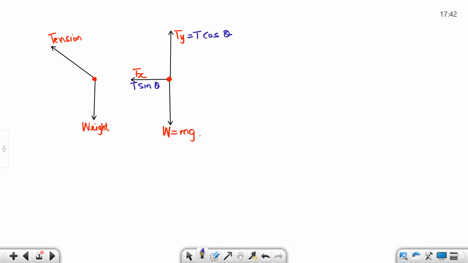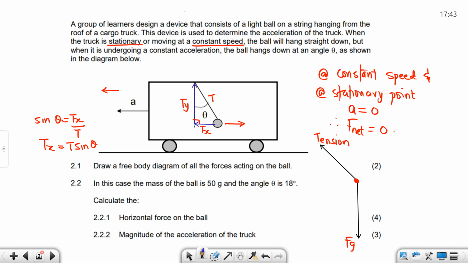Very important, that's where we start physics from, interpreting your free body diagram correctly, your components correctly. Once you are able to get the formulas right, the rest of the game is so easy. Now check. It says in this case, the mass of the ball is 50 grams. I've got a big problem there. This is physics. We don't work in grams. We work in kilograms.